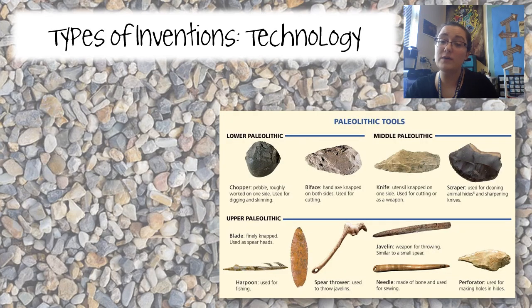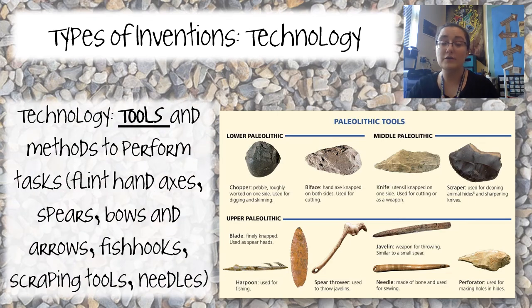Now, we also invented tools to help make our lives easier. Now, technology, like I said, isn't just cell phones and all of that. It's any tool or method to perform a task. So it could be in the Paleolithic. Remember, Paleolithic means Old Stone Age. It could be a spear, a bow and arrow, a fish hook, or even the blade of a knife.